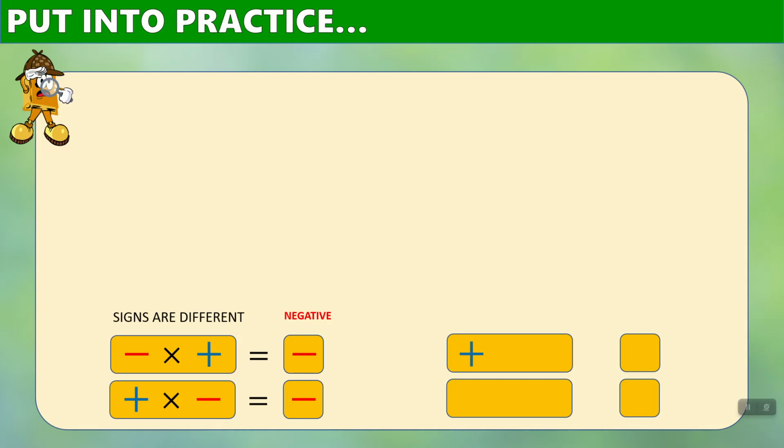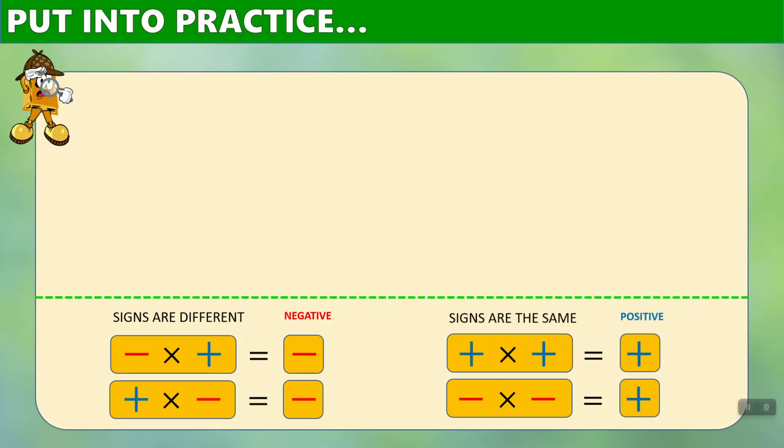How about when the signs are plus times plus? Positive times a positive, the answer is positive. Negative times negative, the answer is positive. So when the signs are the same, the answer is positive. Those are our rules we looked at in a different video.